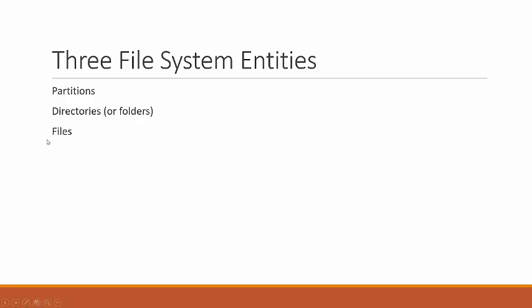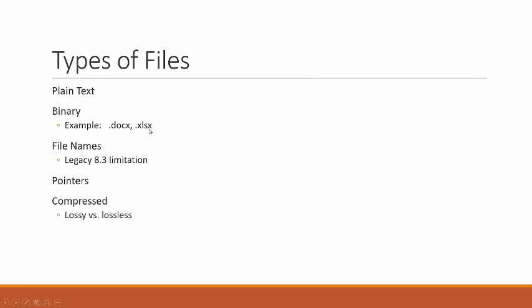That leaves us with files, which is really our most fundamental block or component of a file system. Right? It's the meat and potatoes behind the whole thing. So it's why this all exists, right? Files. Well, files come in a variety of flavors.